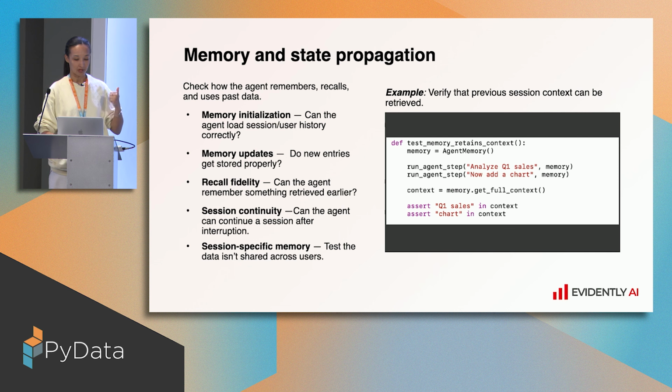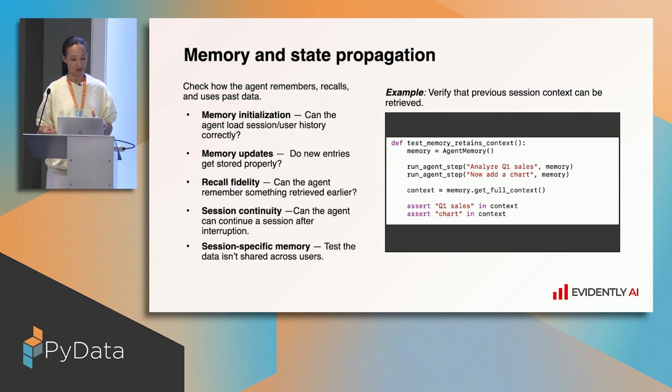Then we go to memory updates. When we do some steps, it's very important to make sure that all needed, let's say, traces from the current step are added to the memory. That's important so that you do not need to call the same tools again and again on your later steps. It can save quite a lot of steps and quite a lot of tokens, so I think recall fidelity is something that needs to be tested.